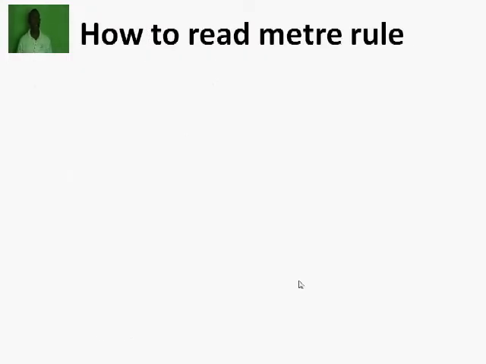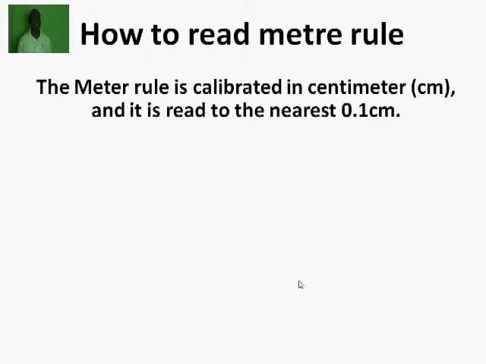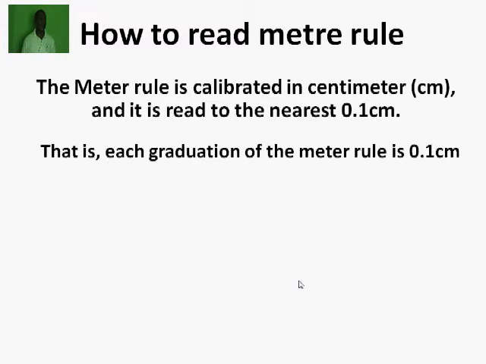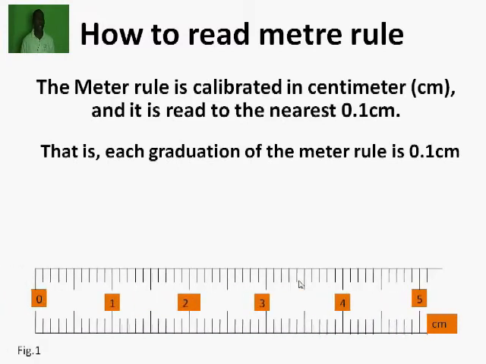How to read a meter rule? The meter rule is calibrated in centimeters and it reads to the nearest 0.1 cm. Each graduation of the meter rule is 0.1 cm. So let's take a sample from this. Let's read using that arrow from 0 to the end.